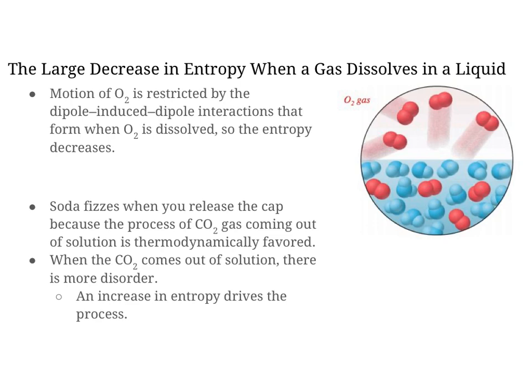The oxygen gas molecules are moving randomly around according to the kinetic molecular theory. When they get into the water, there are dipole interactions that occur between water and oxygen, and as a result of that, the oxygen molecules themselves become more ordered, so entropy decreases.